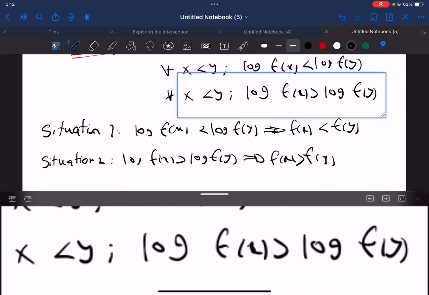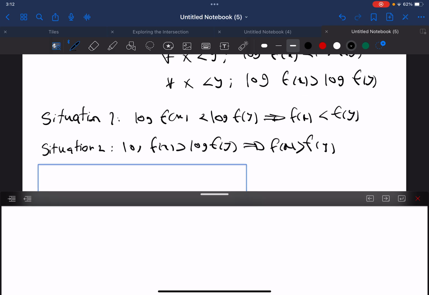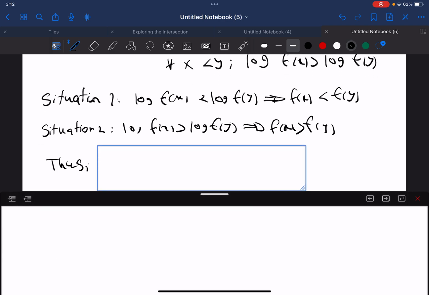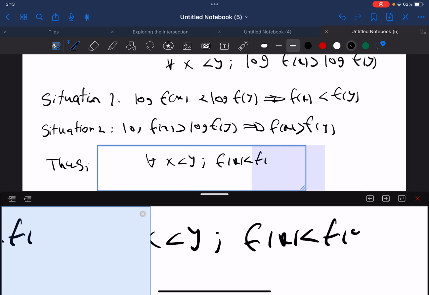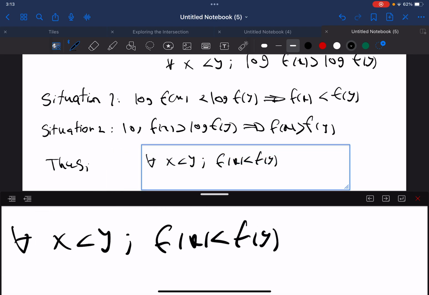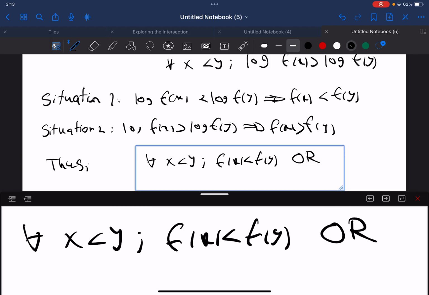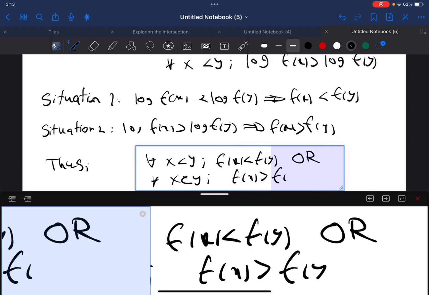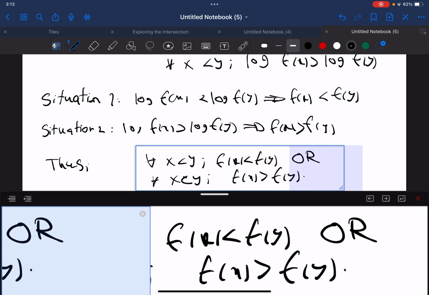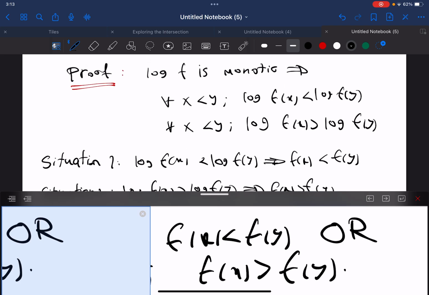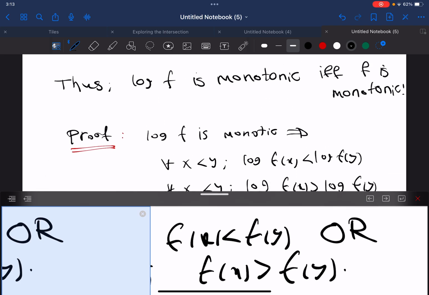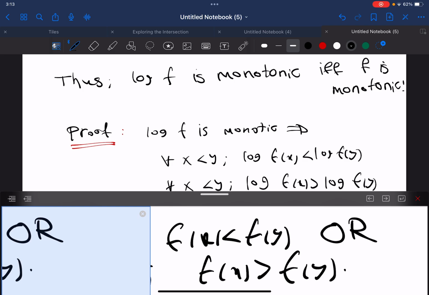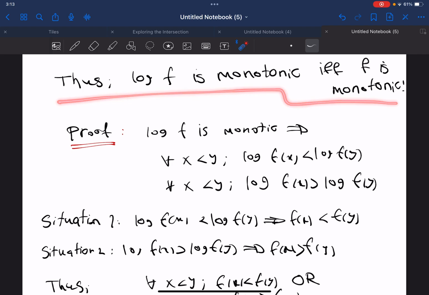So I have that one of these two is satisfied. f of x is less than f of y, or for all x less than y, f of x is larger than f of y. So therefore f is monotonic. So we proved that log of f is monotonic if and only if f is monotonic. We had this claim here.